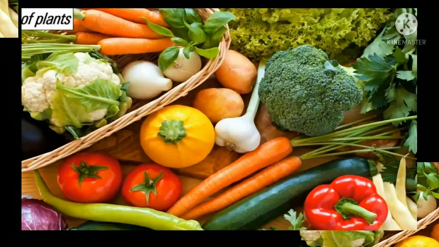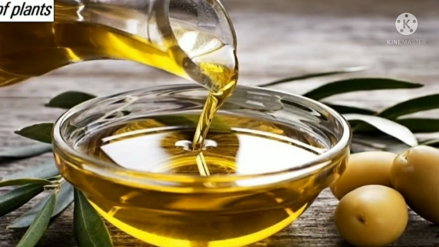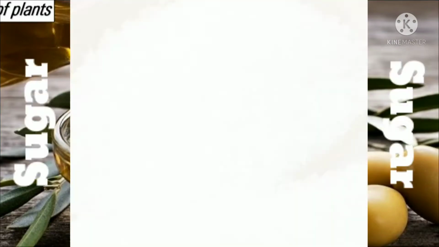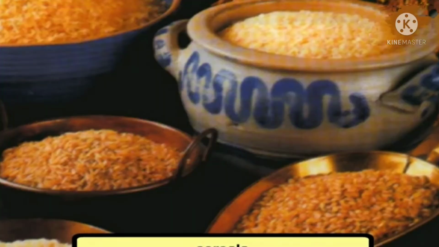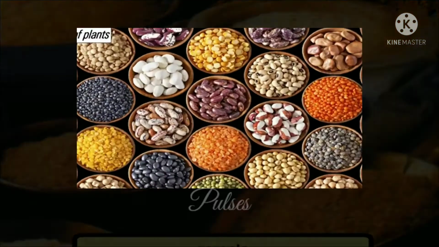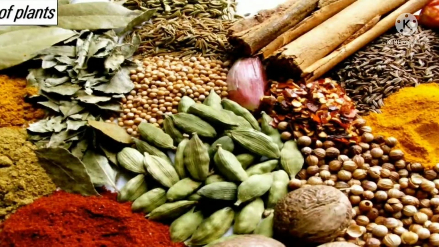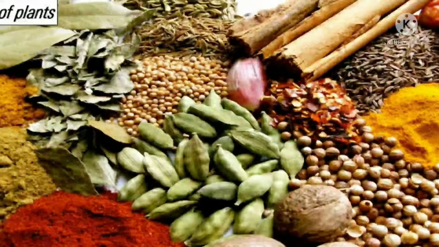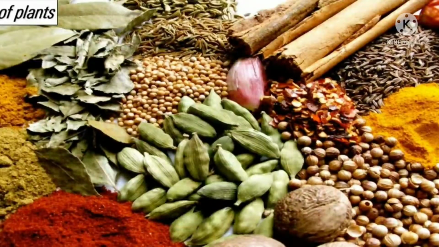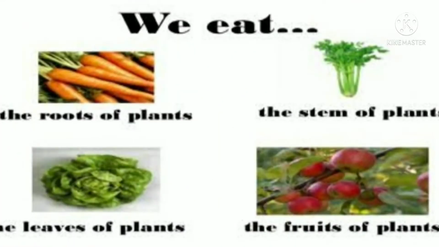Fruits, vegetables, oil, sugar, cereals, pulses, nuts and spices are all plant products. We eat different parts of plants as vegetables like root, stem, leaves, fruits and flowers.